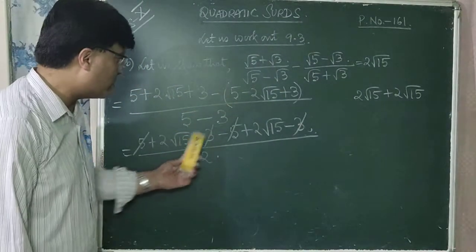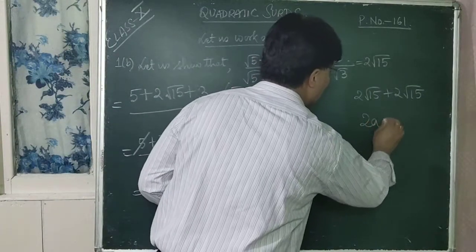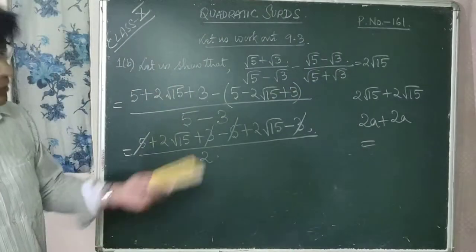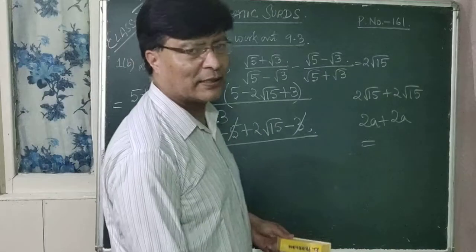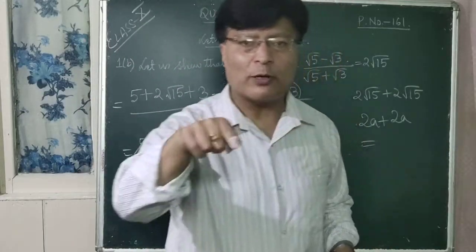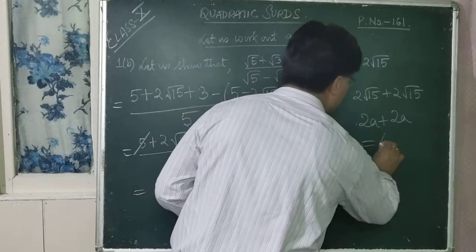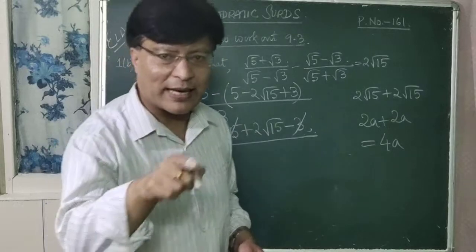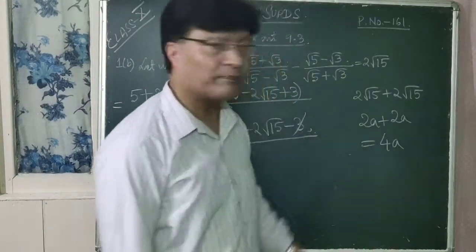So what is 2 root over 15 plus 2 root over 15? It is just like if we have 2a plus 2a. How much is it? What is 2a plus 2a? You did it in algebra in 7 and 8. What is 2 apple plus 2 apple? 4 apple. Likewise, it is 4a. 2a plus 2a means two apples plus two apples, how much is it? It is 4 apples. That means 4a.